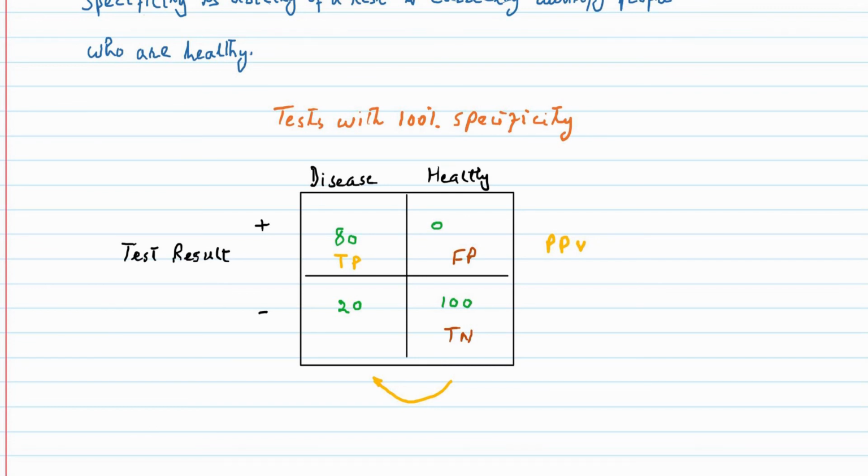We can see another property of such a test is as there are no false positive results, so all the positive results will be true positive in this case, and positive predictive value will be 100%. This means if result of such a test is positive, it means the diagnosis of condition is confirmed.